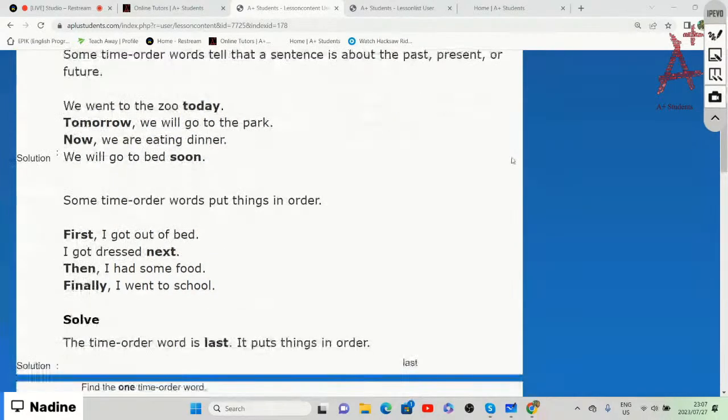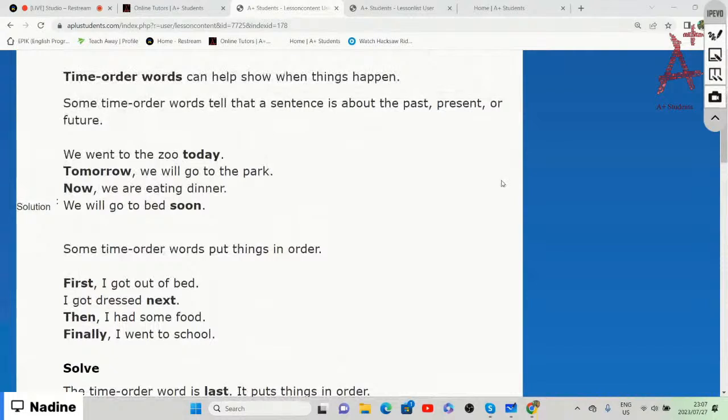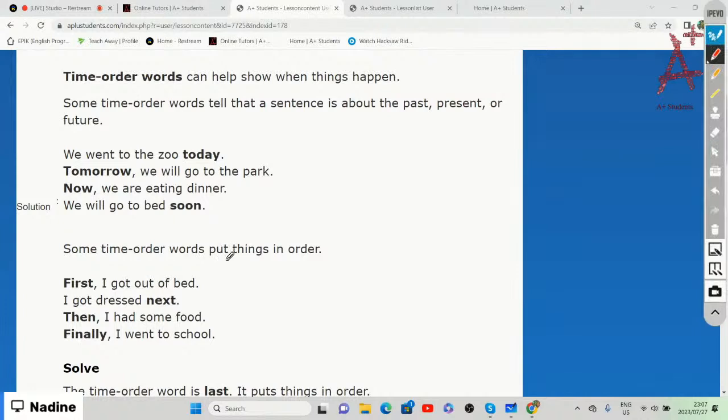Okay, some time order words put things in order. And what do we mean when we say that they put things in order? They put things in order by, for example, saying first, then we say next, then we can use words like then, finally, things like that.